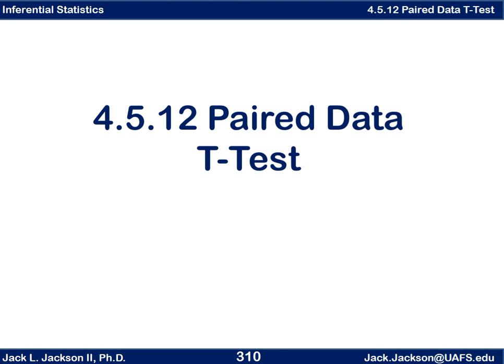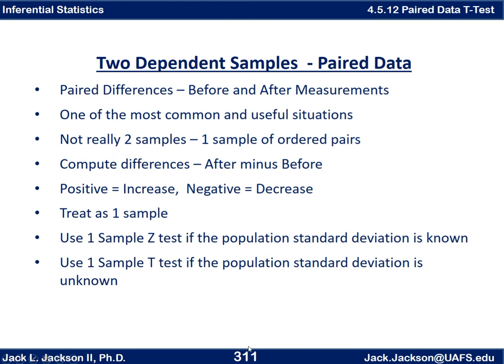In this video, we're going to continue our look at some t-tests. In this one, we're going to be looking at an example where we have a paired data set. Just as we did with paired data on a t-interval, when we have paired differences such as before and after measurements, this is one of the most common and useful situations. But remember, it's not really two samples, but rather one sample of ordered pairs.